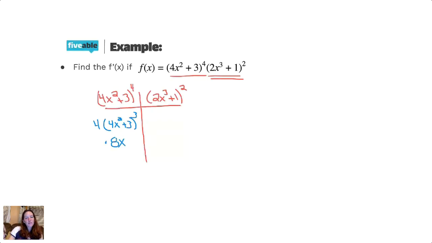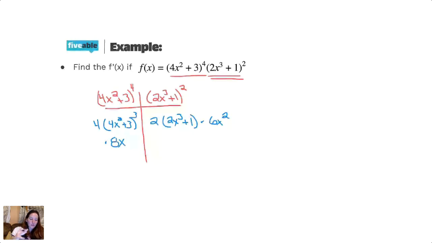Okay, the derivative of the other side, right? We have 2x to the third plus 1 squared, same idea. Derivative of the outside function, outside is something squared. So I would get 2 times something as my derivative. My inside would become 2x to the third plus 1. And then we'd want to do times the derivative of the inside. So 2x to the third becomes 6x squared. The plus 1 is just plus 0. So those are our two derivatives.